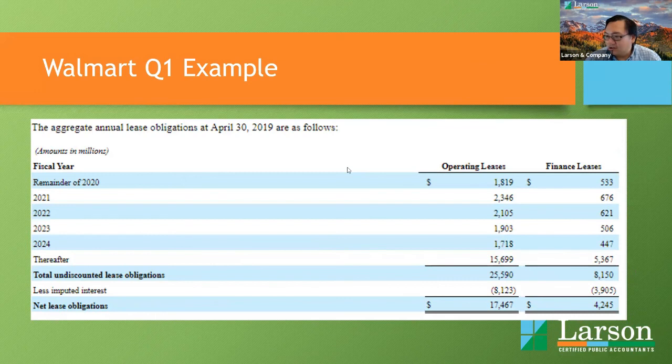This is the maturity schedule between operating and finance. So they'll disclose the cash flow and discounted payments, and then the imputed interest related to it to get to the net lease obligations.